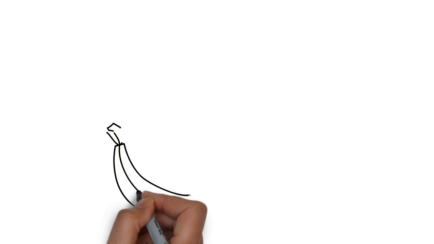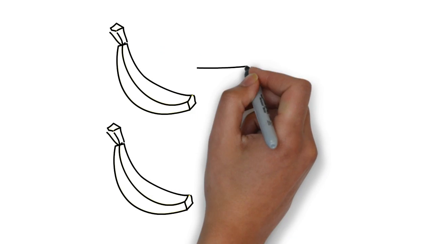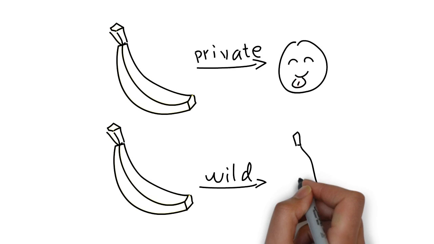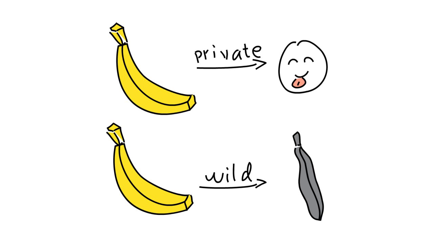For example, imagine two bananas on two banana trees, one privately owned and another wild. The two bananas in two different environments will have different experiences. The one privately owned would be eaten, while the wild banana would remain forever alone and eventually rot. Poor thing.